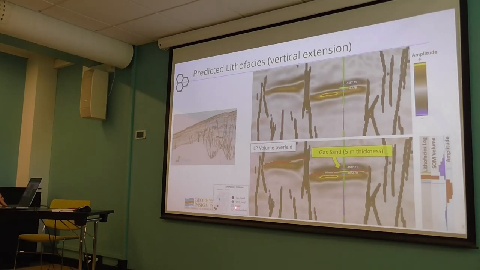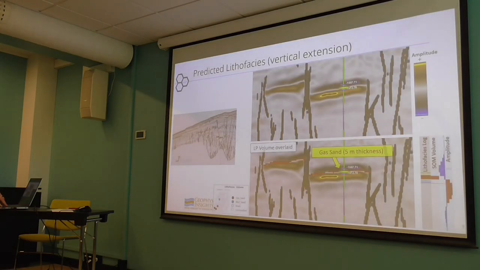Here's another example. We changed that neuron to gas sand. Now we've overlaid it with the lithophase prediction volume and the amplitude. You can see here that it's only a few samples thick. It's only a few samples thick compared to the rest of the survey. Here's a bigger zoom out of the faults in addition to the gas sand geobodies.